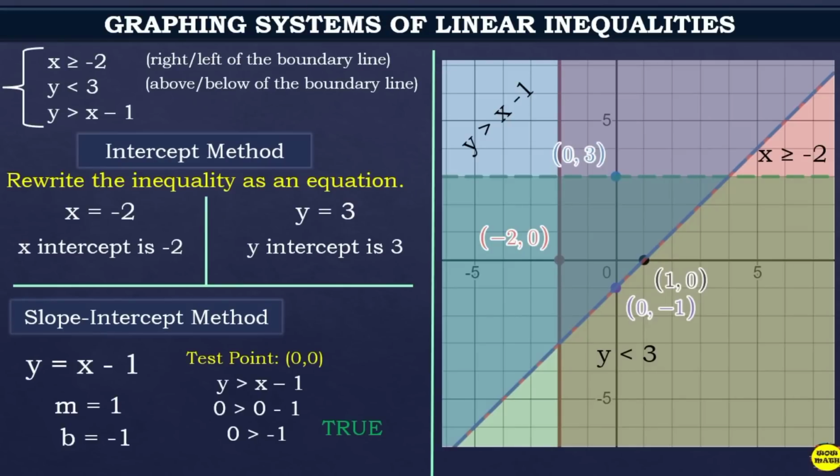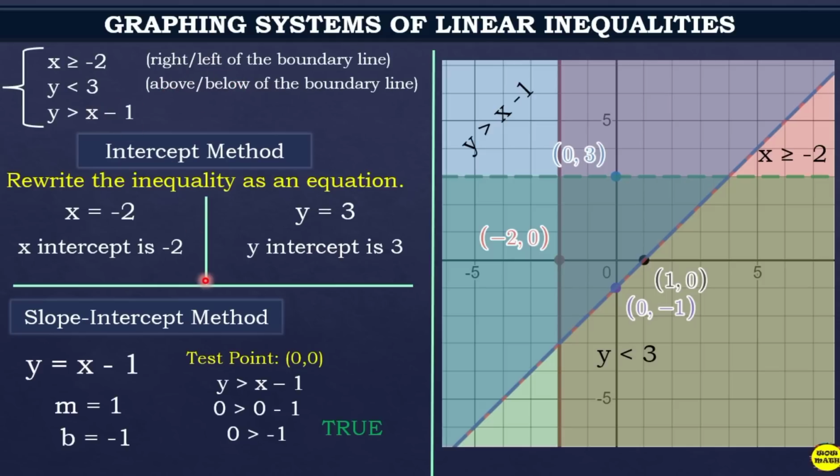Ito po siya. Kung makikita nyo, nag-overlap siya dito. Yung tatlong graph natin, nag-overlap siya dito. Therefore, dito natin makikita lahat ng solutions. Okay? Now, meron bang paraan na malalaman natin yung mas madaling paraan kung saan ang graph without using the test point? Kasi dito, kahit hindi ka gumamit ng test point, malalaman mo, right or left, above or below.